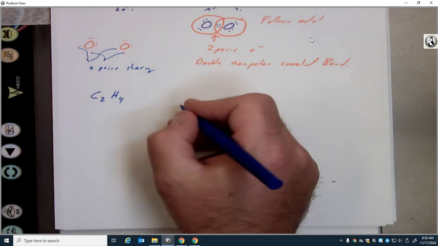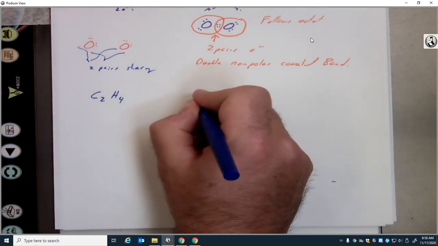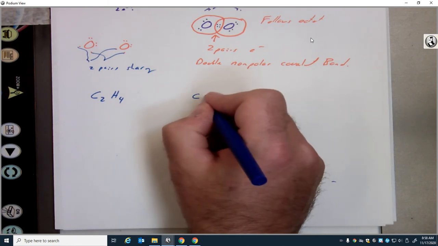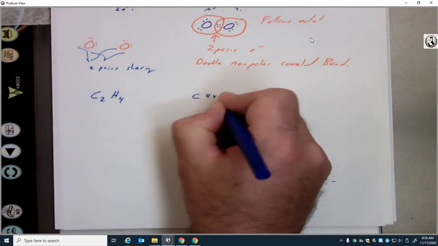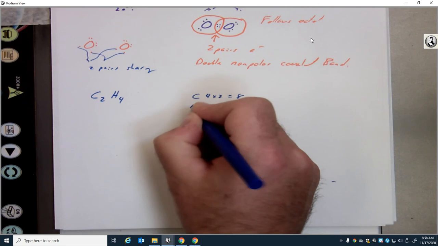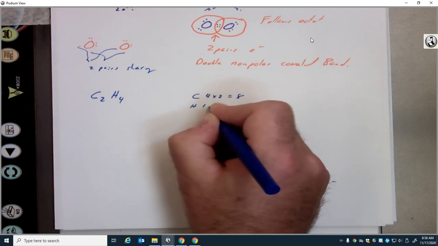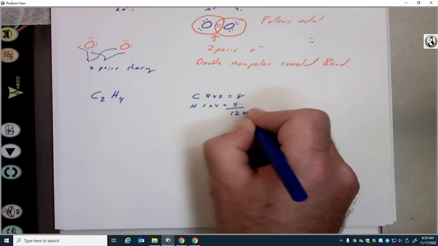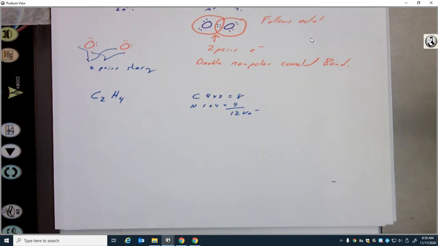Okay, so let's figure out our valence electrons. So carbon normally has 4. Okay, there's 2 of them, so that's 8. Hydrogen usually has 1. There are 4 of them, so that's 4. So we're going to have 12 valence electrons to play with here, and that's it.